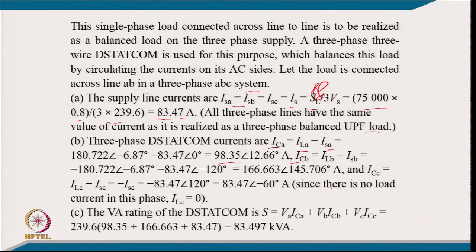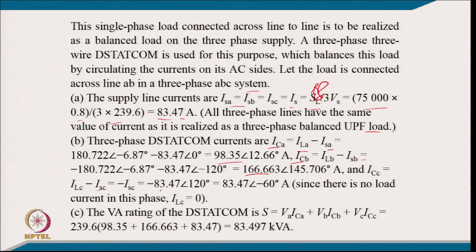Similarly, for line, ICB will be ILB minus ISB. So, after keeping the value it comes 166.663 ampere at the angle of 145.706 degree, and ICC is ILC minus ISC.